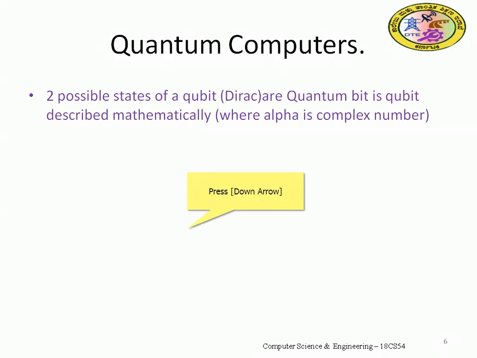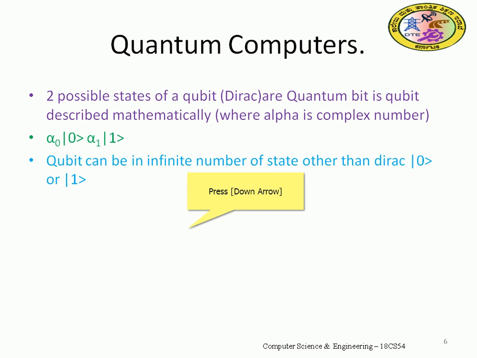In quantum computers, there are two possible states of a qubit, or quantum bit. It is described mathematically, where alpha is a complex number, using alpha to express the state: alpha naught |0> plus alpha 1 |1>, where alpha naught goes with |0> and alpha 1 goes with |1>.